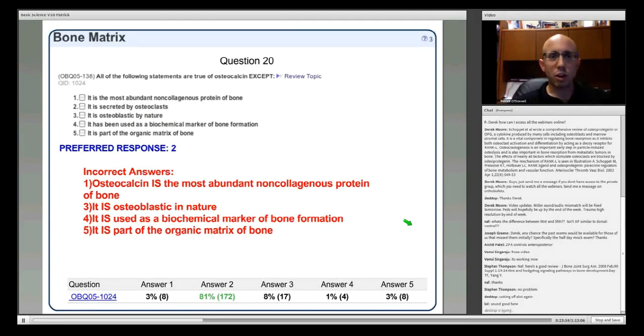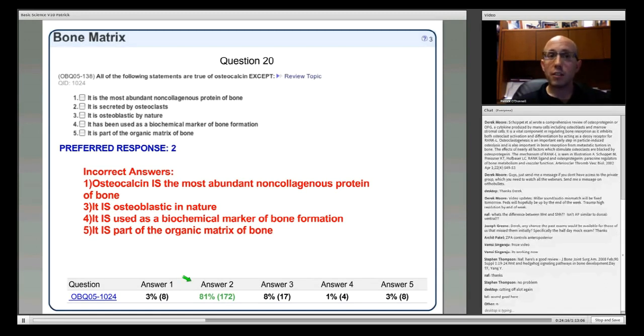Back to the question. All the following statements are true of osteocalcin except. These types of except questions are awful. You're not going to see these on the exam, but these are great ways to drive home learning points. Here, too, it's secreted by osteoclasts. All the following statements are true except number 2. 81% of you guys got that right because it's secreted by the osteoblasts, correct? So osteocalcin is the most abundant non-collagenous protein of bone. It is osteoblastic. It is a biochemical marker, and it is part of the organic matrix.